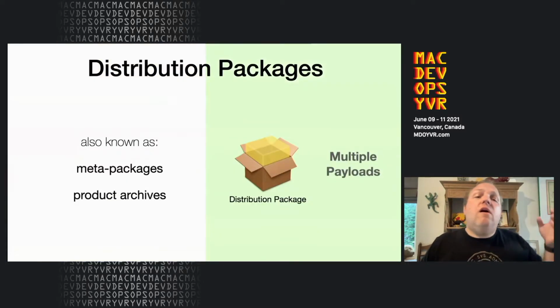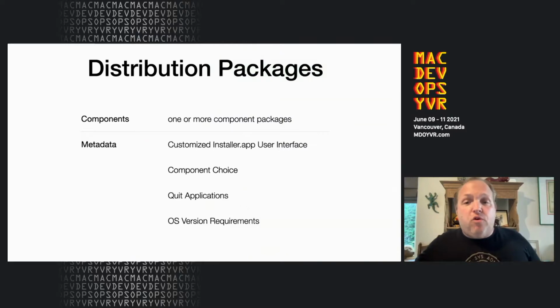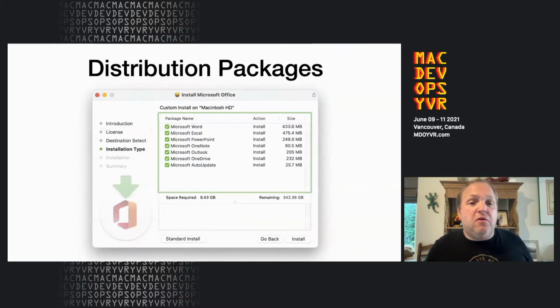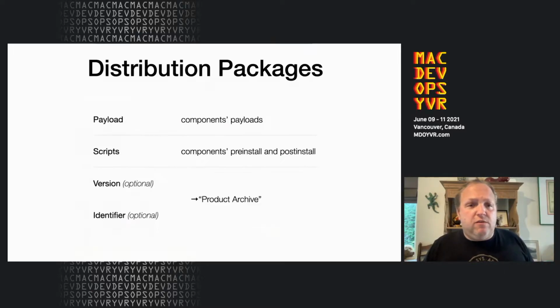Distribution packages, sometimes also called meta packages or product archives, contain one or more component packages. They can provide a customized user interface, which you probably know or recognize, especially when you've installed Microsoft Office. That comes as a big distribution package. They can present an end-user license agreement, an introduction, custom icons. The user can choose among the components which one gets installed and which one doesn't. That's what distribution packages do.